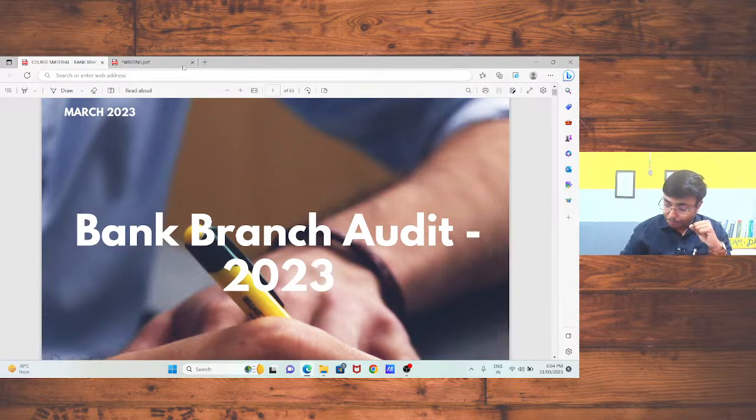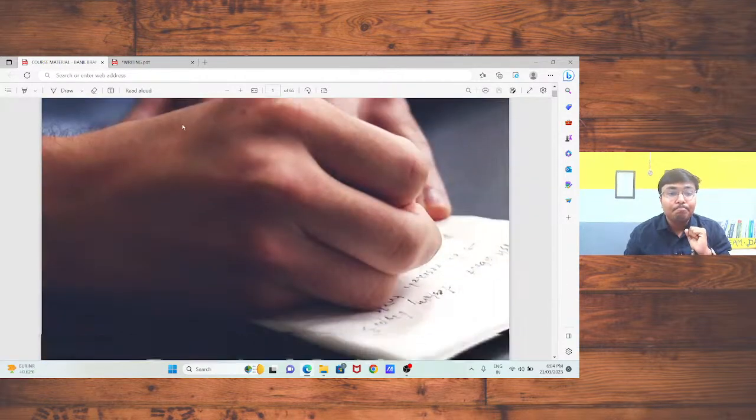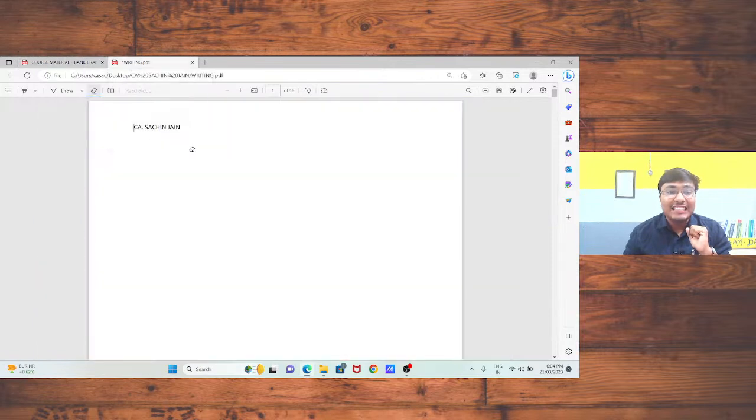The bank branch audit material is already shared on your WhatsApp and in the WhatsApp group which we created. In this session we are going to discuss bank branch audit. I am not a teacher, and I am not lecturing about it. We are just discussing how we can conclude the bank branch audit in a given time, in minimum time, with our 100% efforts and with quality.